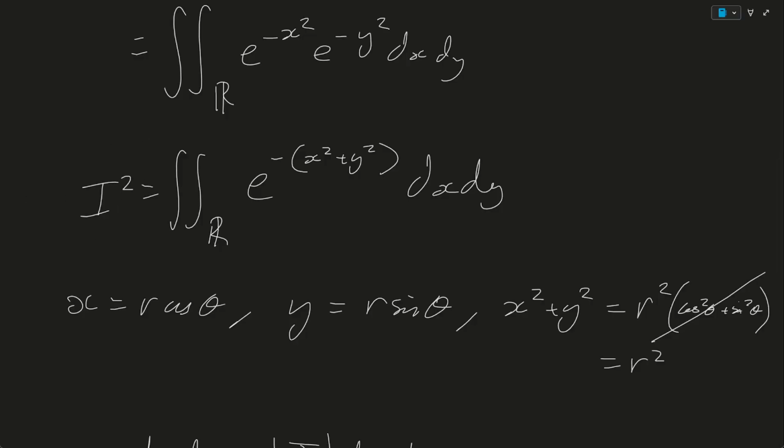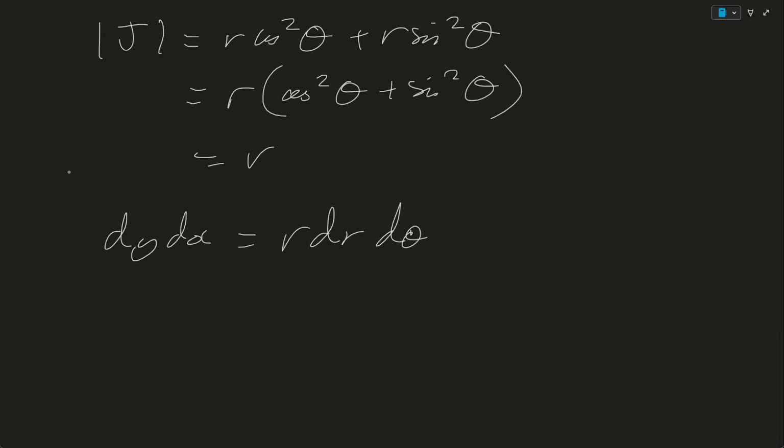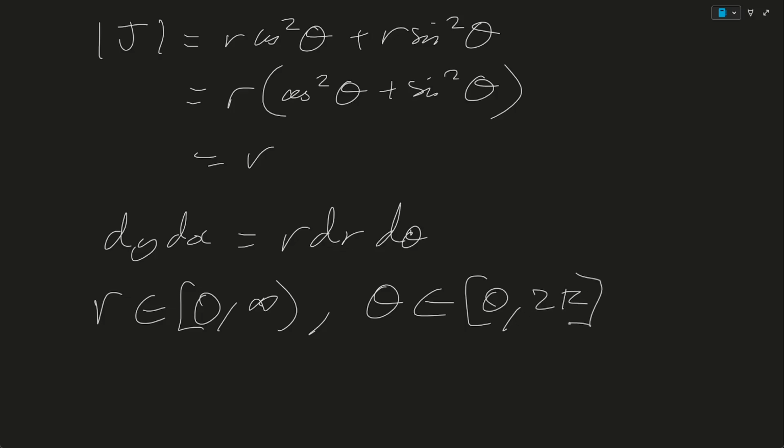The last thing we need to do is boundaries. Importantly, for polar coordinates, we have that r is in the following boundary, whereas theta is between 0 and 2 pi in a closed set.